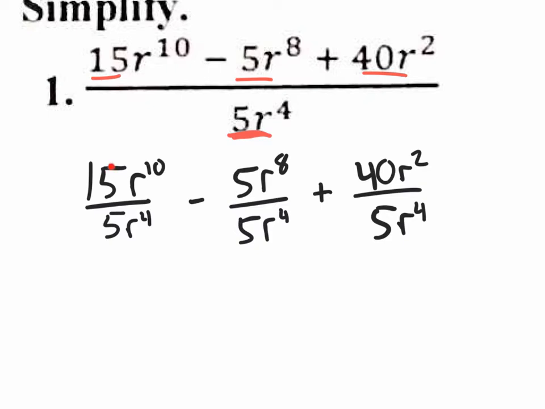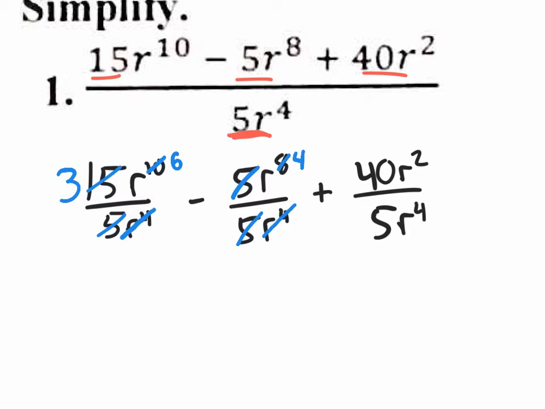So when I look at the 15 over 5, 15 divided by 5 is 3, and that 3 is going to be left over up on top. I do have 4 r's on the bottom and 10 r's up on top. 4 of those r's will cancel with 4 of those, and you'll have 6 left over up on top. 5 cancels with 5. 4 r's on the bottom cancel with 4 of the 8 up on top. You will have 4 left over up on top.